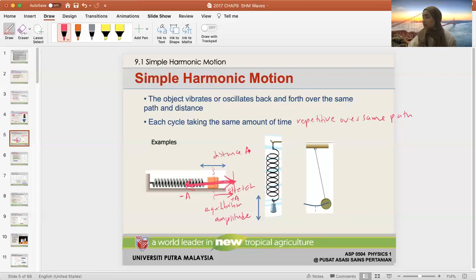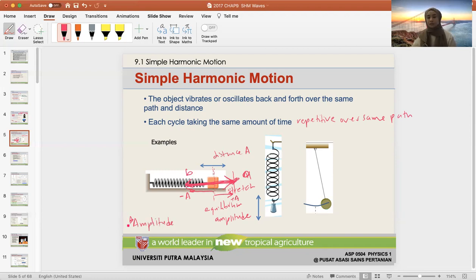And what happens is that it will oscillate from here, from point, kita pakai point lain lah, kita pakai small a. It will oscillate from small a to B, and then B to A, and then A to B, B to A. Okay, from the equilibrium position to B is minus A. The displacement is still A, but because it's in the left direction, it is negative A. Okay, so this is the first term that we are learning, amplitude.